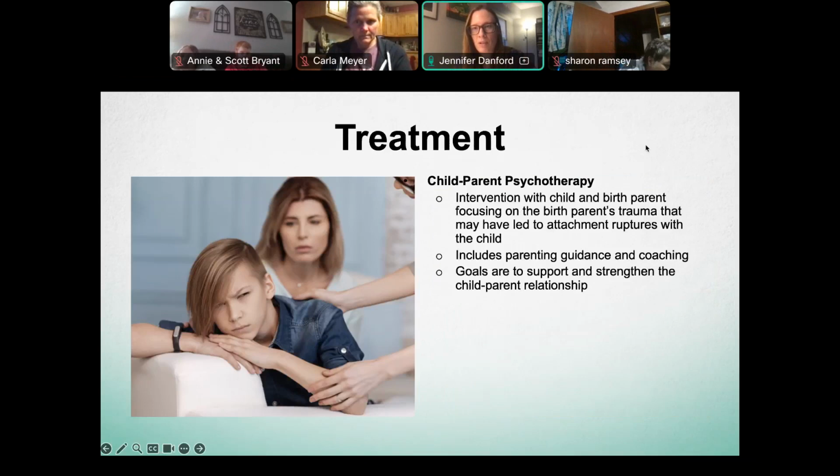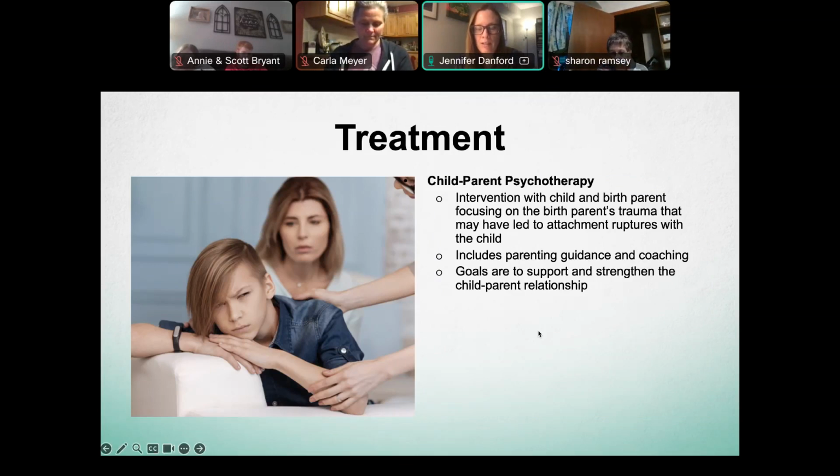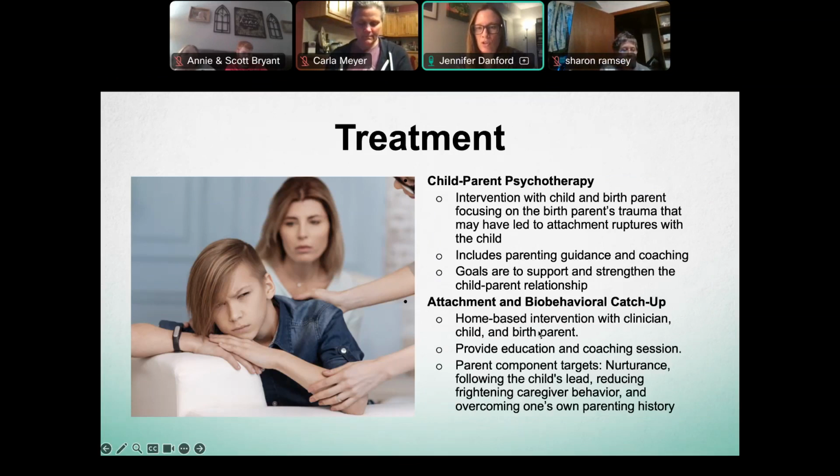So there's a couple different treatments that can be helpful along with a specialized attachment treatment. But child-parent psychotherapy, it's an intervention with the child and birth parent. If it's a case that's headed towards adoption or something, you would sit in on that. But it provides guidance and coaching, and there's goals that are set to support and strengthen that relationship.